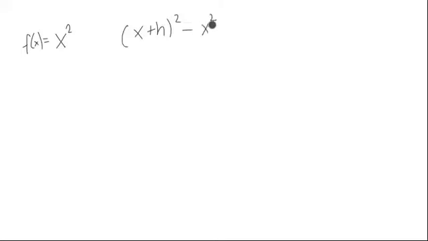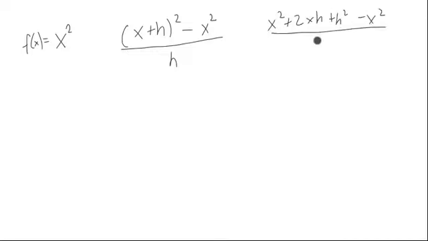Difference of y values as x, and then a difference of x values from x to x plus h. So a run of h. And we simplified this down and we got something like x squared plus 2xh plus h squared minus x squared all over h. Okay. And then notice the x squareds cancel. You can factor out an h, 2x plus h all over h.